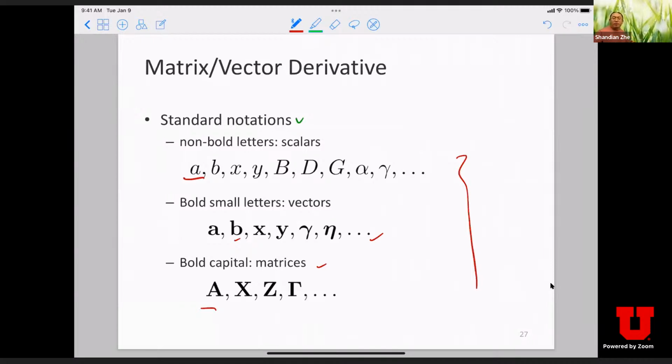However, there are some places where people mess those up. That's really not a good idea. I've seen a bunch of papers doing that, but to be clear and to avoid any kind of confusion, please keep to this standard. Use non-bold letters to represent scalars. If you want to represent vectors, please use lowercase letters in bold. And if you want to represent matrices, please use uppercase letters in bold.